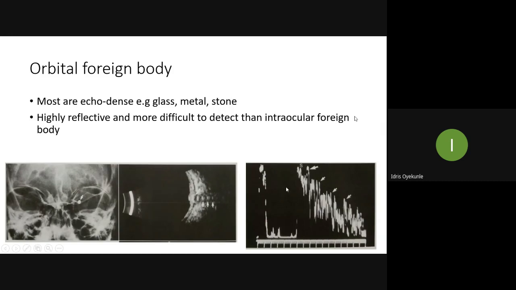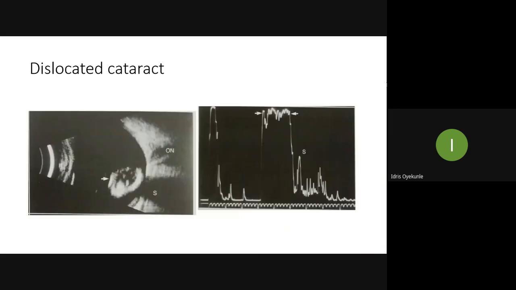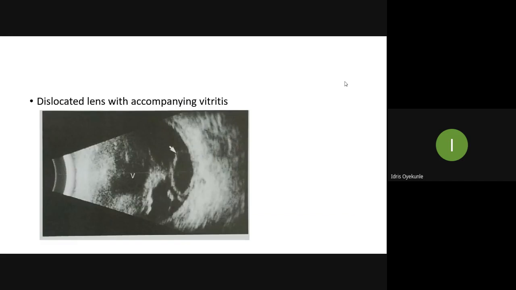So most of the orbital foreign bodies are echo-dense, like glass, stones, and metal. But wooden materials are very difficult to detect on this scan, especially when it's not fresh. So the longer it stays, the more difficult it is to detect on this scan. The patient who has had a dislocated cataract also following trauma, this is what it looks like. And then when there's an accompanying vitritis, this is what you expect.